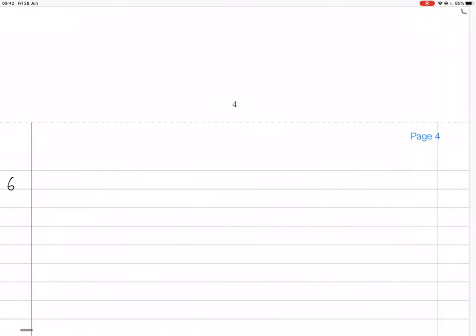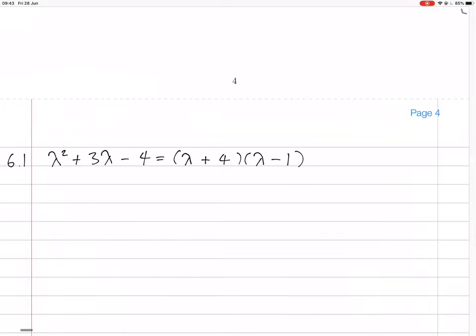So 6.1. The auxiliary polynomial will be lambda squared plus 3 lambda minus 4 equals 0. Okay. Then we want to factorize that. So we're going to factorize it as (lambda plus 4)(lambda minus 1). So that means that two independent solutions are y1 equals e^(-4t) and y2 equals e^t, right?